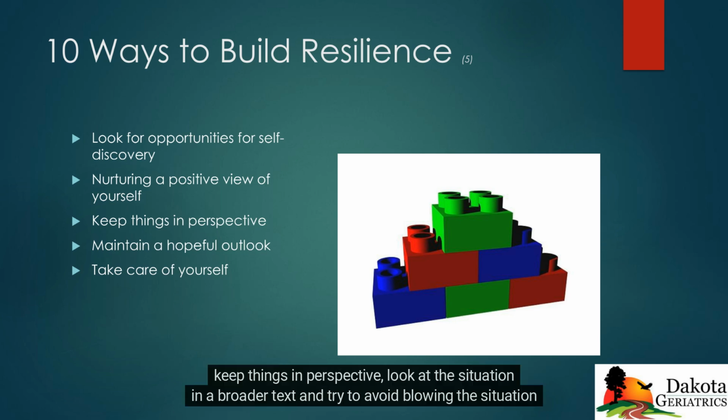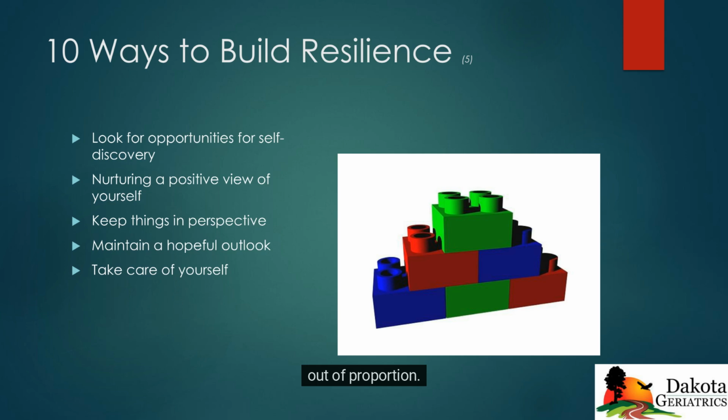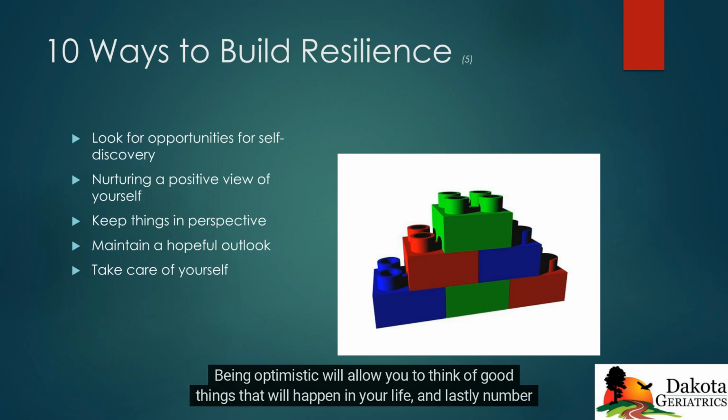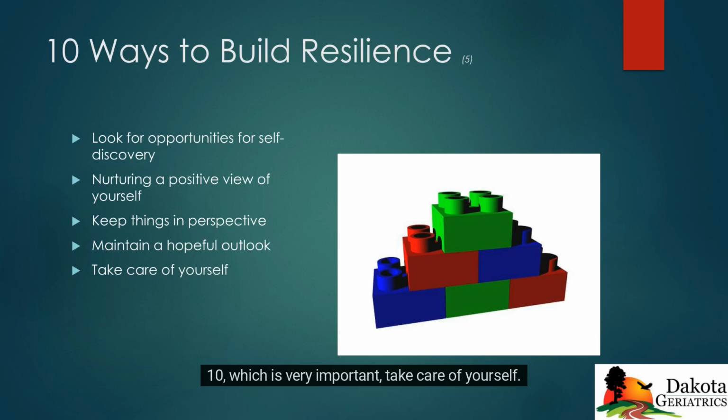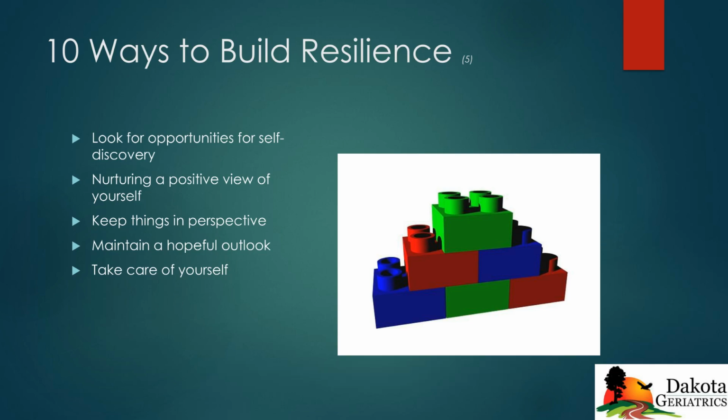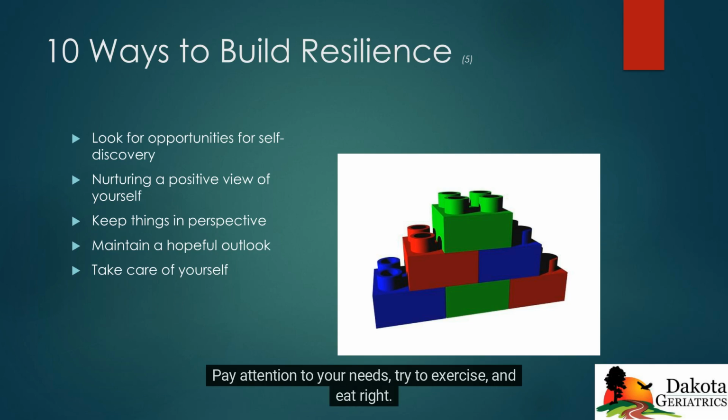Number 8. Keep things in perspective, look at the situation in a broader context, and try to avoid blowing the situation out of proportion. Number 9 is maintaining a hopeful outlook. Being optimistic will allow you to think of good things that will happen in your life. And lastly, number 10, which is very important, take care of yourself. Pay attention to your needs, try to exercise, and eat right.